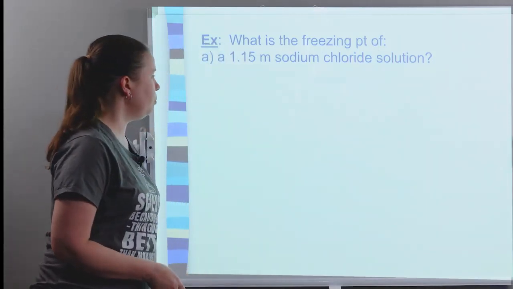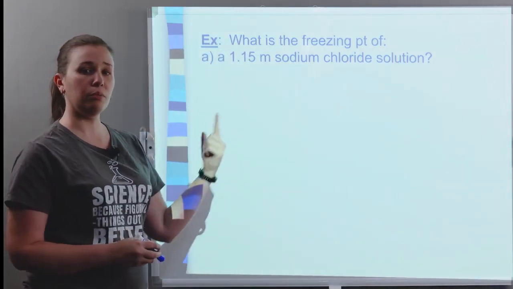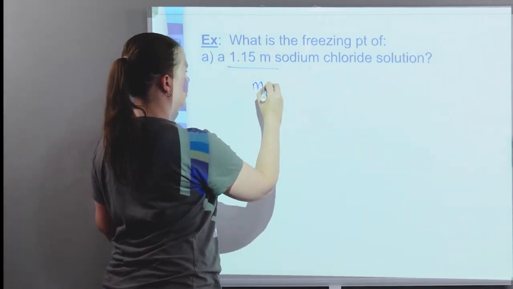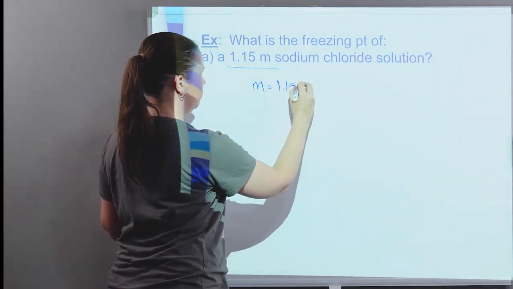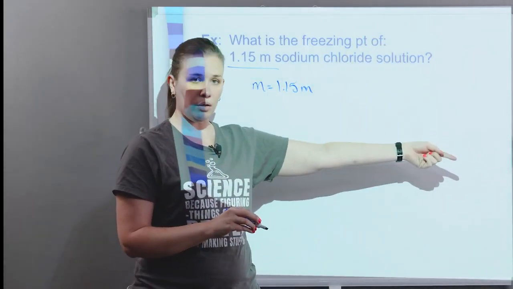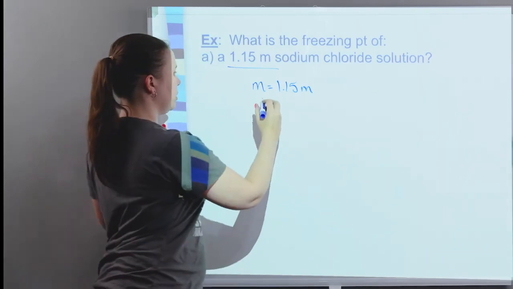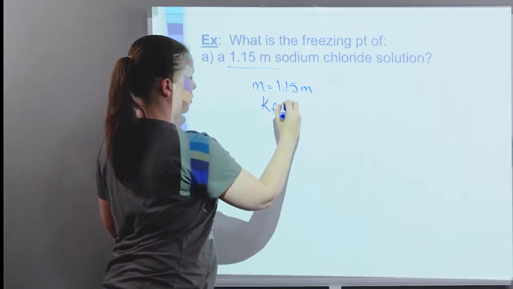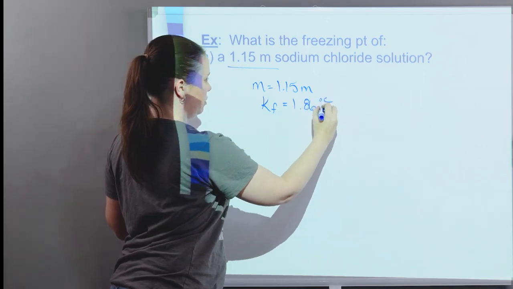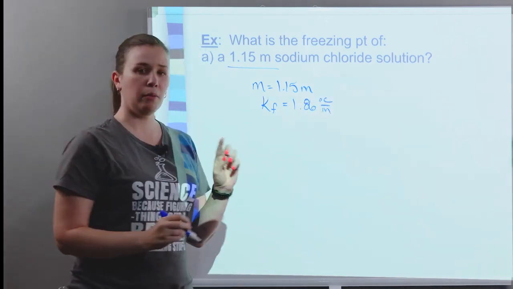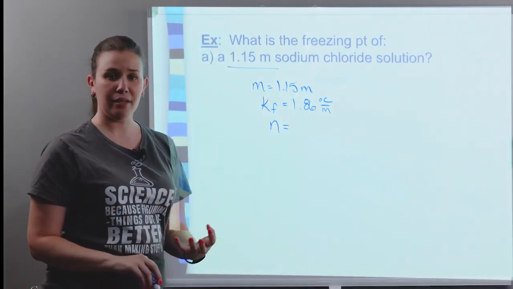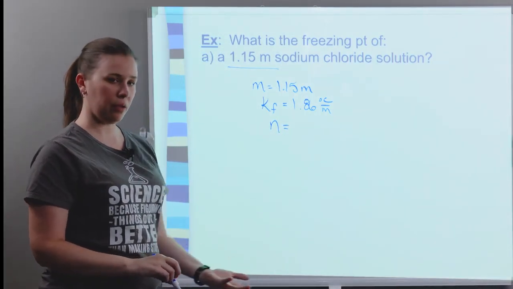So let's look at an example. We have a 1.15 molality sodium chloride solution. So yes, I have the molality, m equals 1.15. I also know that the solvent would be water because it didn't say otherwise, which means I have the Kf of 1.86 degrees Celsius per molality. But what I need to find now that it's an ionic compound or an electrolyte is n. n being the number of particles.